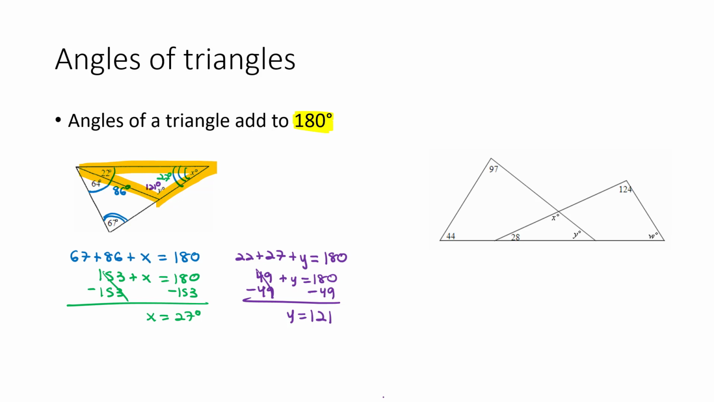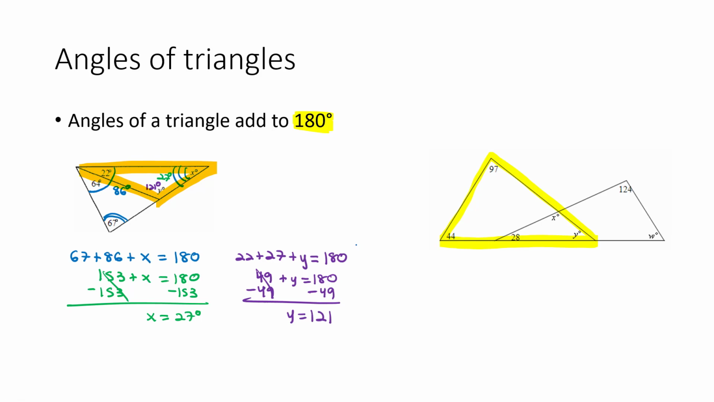There's a second example over here on the right. Very similar. We can figure out missing angles. We're going to need to figure out which triangle we're going to focus on first. Maybe we'll focus first, let's highlight in yellow, on the left triangle. It's got a 97, a 44, and a y.